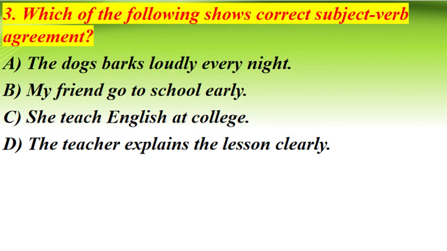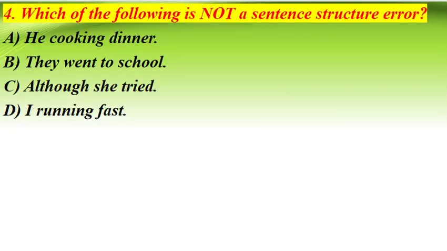3. Which of the following shows correct subject-verb agreement? A. The dogs barks loudly every night. B. My friend go to school early. C. She teach English at college. D. The teacher explains the lesson clearly. 4. Which of the following is not a sentence structure error? A. He cooking dinner. B. They went to school. C. Although she tried. D. I running fast.